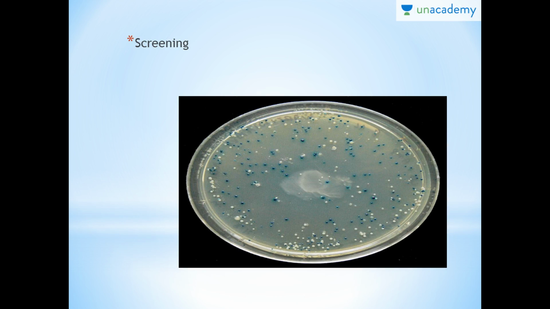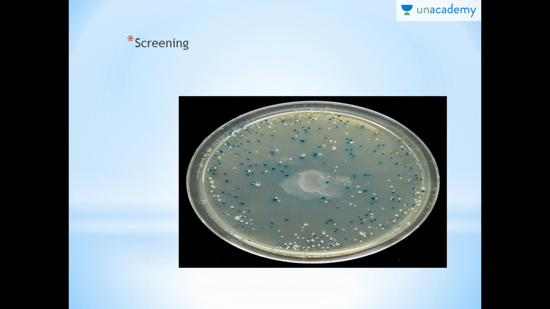So let's start. After transformation of the recombinant DNA into the host cell, it needs to be screened. How do we know that all the clones we get are transformed cells? To differentiate transformed cells, those that get the foreign DNA, from non-transformed cells in which foreign DNA is not present, some techniques are used. These techniques mainly include antibiotic resistance or some screening test.